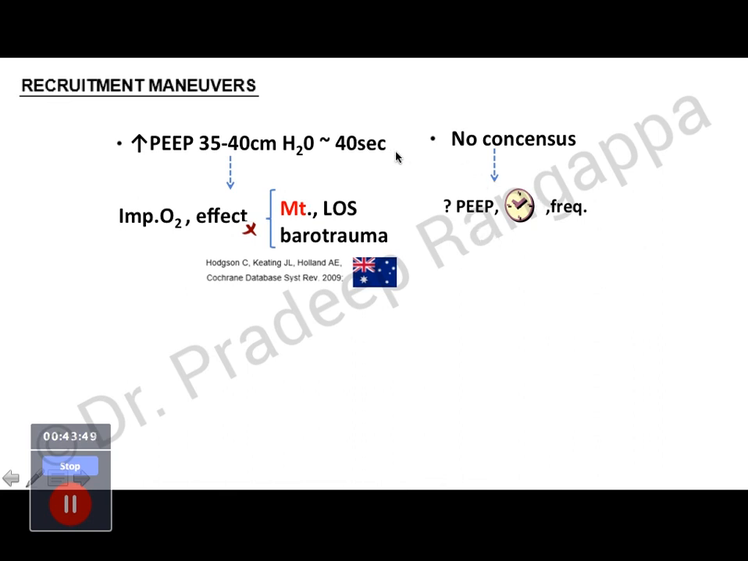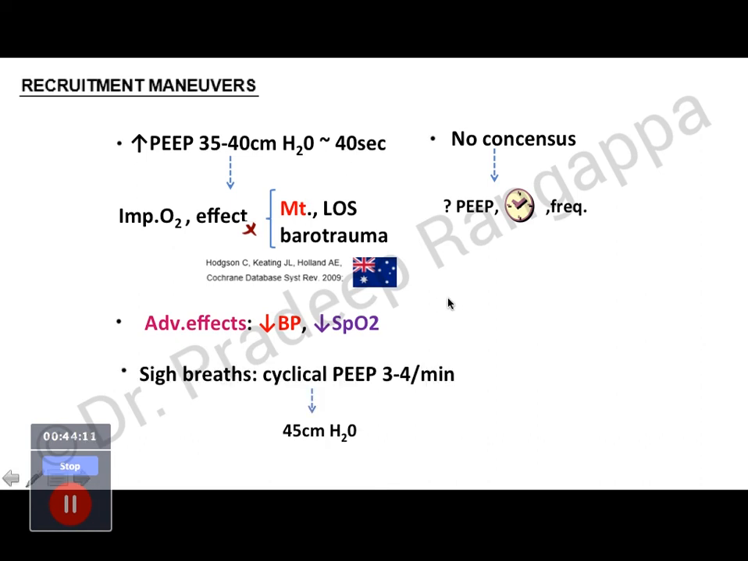We do not know the duration, although we said around 30 to 40 seconds, we do not know how much duration will help, and we do not know the frequency. And recruitment measures, as I said, if you increase the PEEP, you have a huge problem with hemodynamic compromise. So in recruitment measures, you are increasing the PEEP to extraordinary levels, which can cause severe adverse effects like fall in blood pressure or fall in saturation.